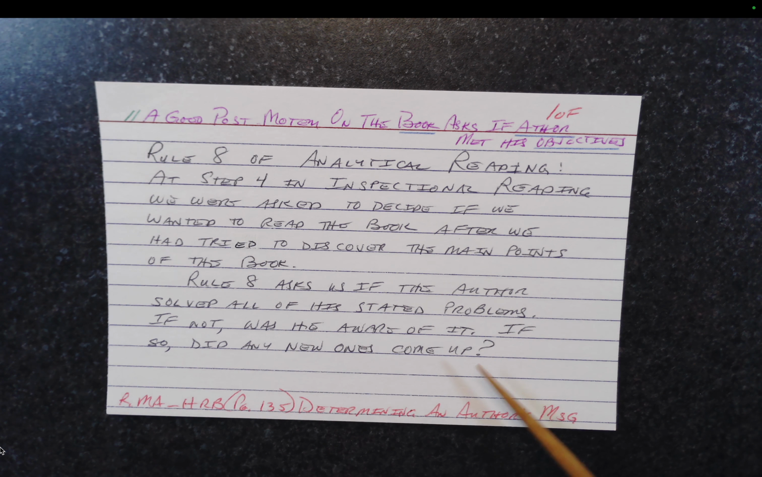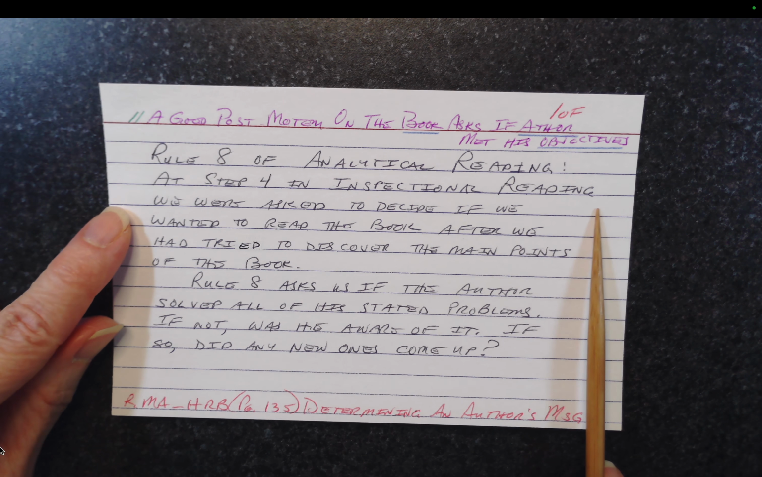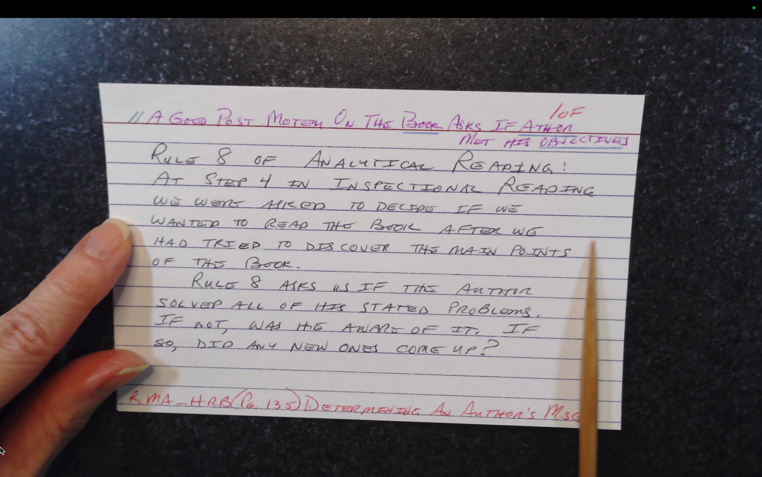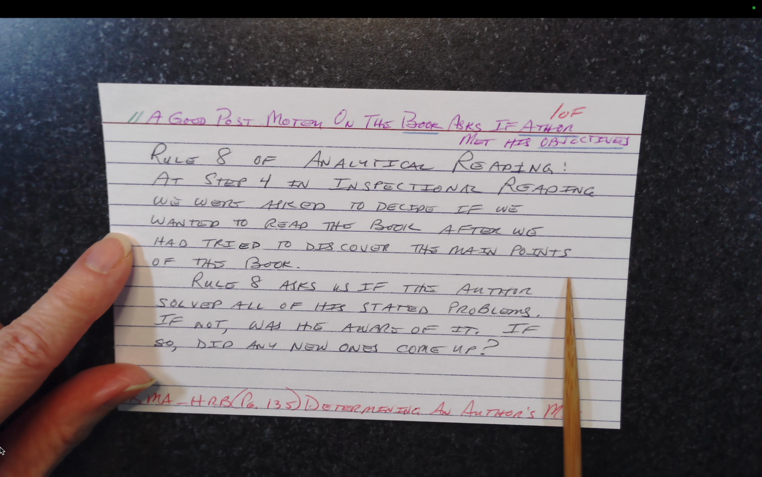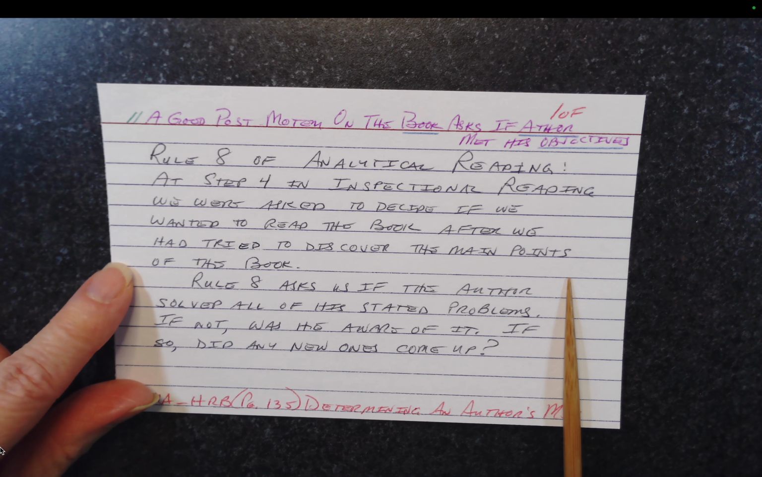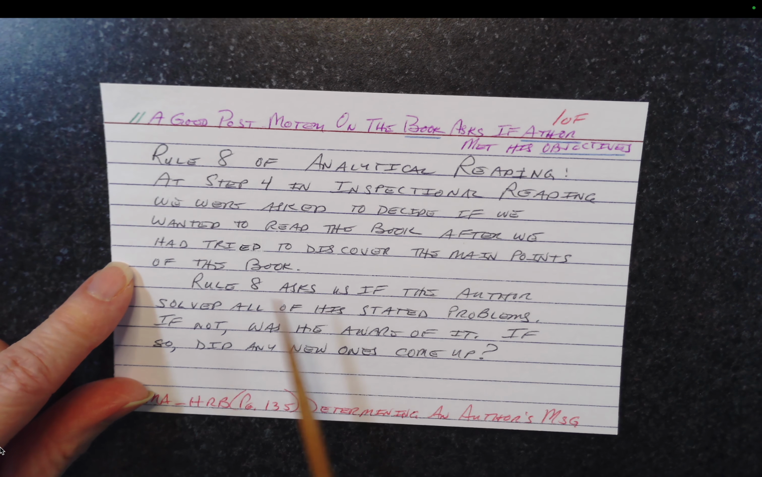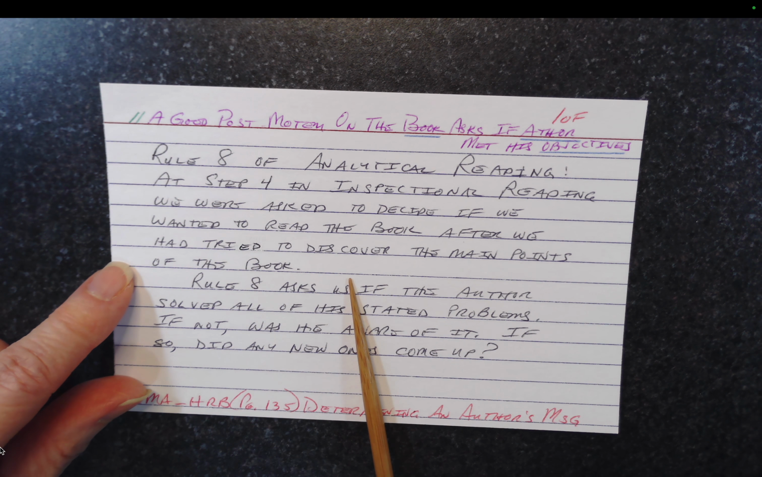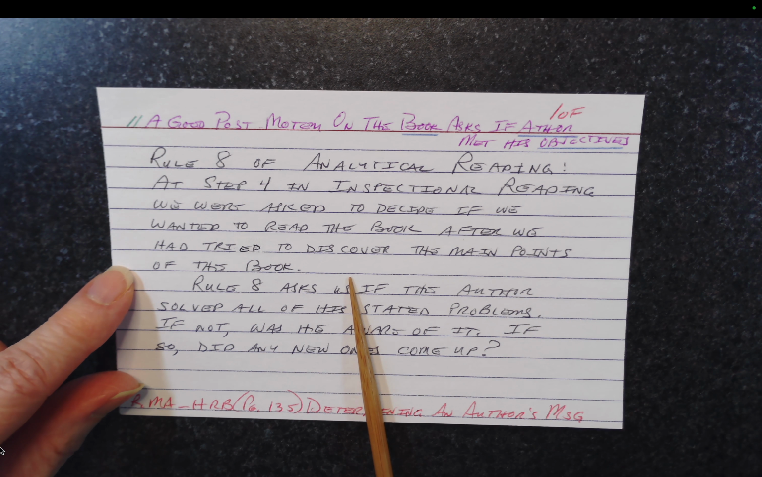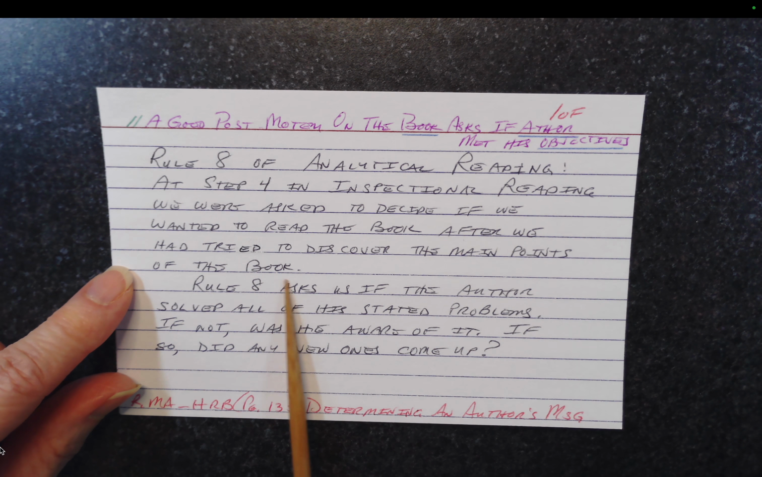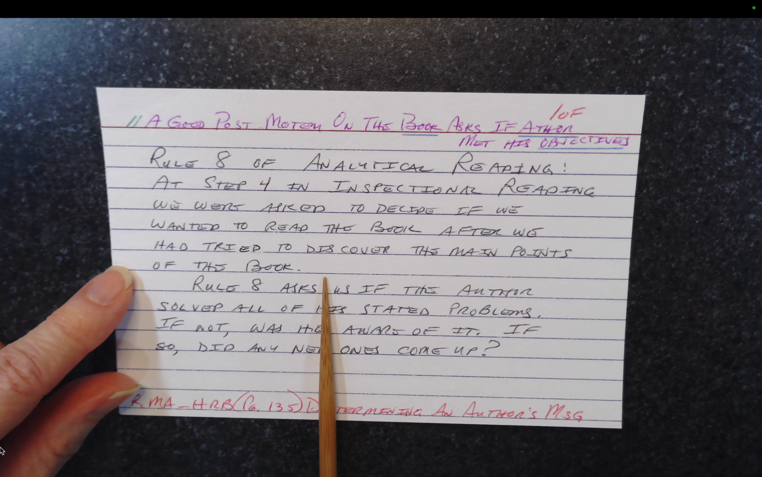So I took a slightly different way of describing it. I would say that at the end of step 4 in inspectional reading, we were asked to decide if we wanted to read the book after we had tried to discover the main points of the book. And so for me, if a book does not have a dust jacket, I'm going to still try to discover the main points of the book ahead of time, which should be the promotional material, the preface material, the advertising material, good grief, the sales material on Amazon or wherever you bought the book.